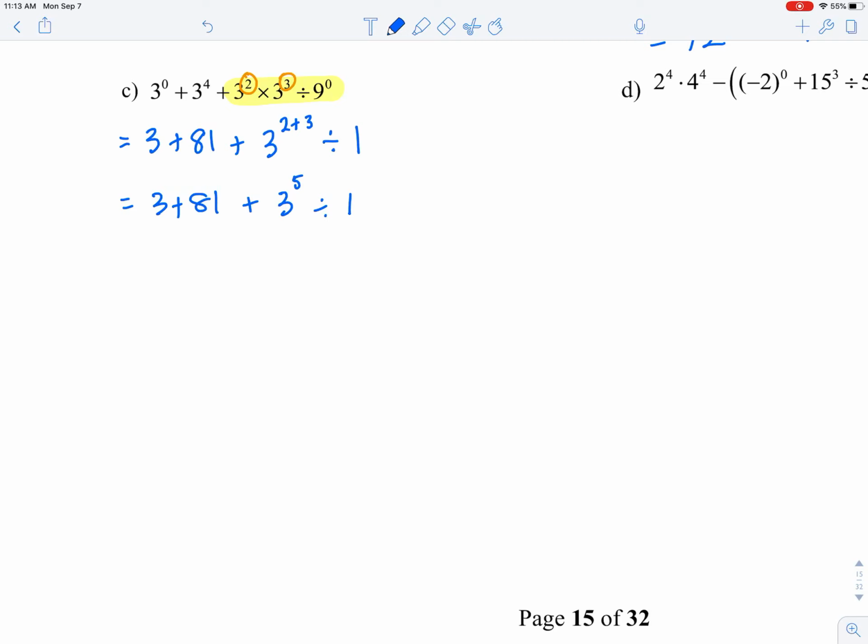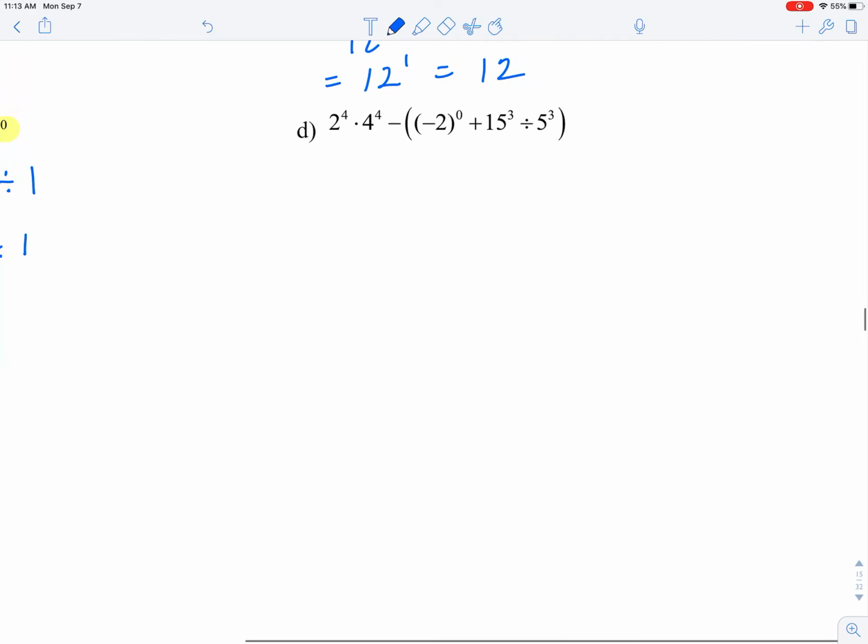Well, divided by 1 doesn't change it. 10 divided by 1 is 10. A billion divided by 1 is a billion. So 3 to the 5 divided by 1 is just 3 to the 5. And 3 to the 5 isn't in my brain right now. So if I use my calculator, 3 to the 5, that's 243. So it's 3 plus 81 plus 243. And when we add those all together, I got 327.